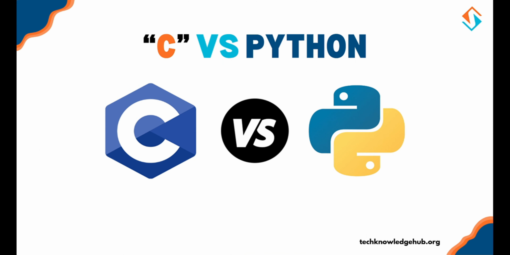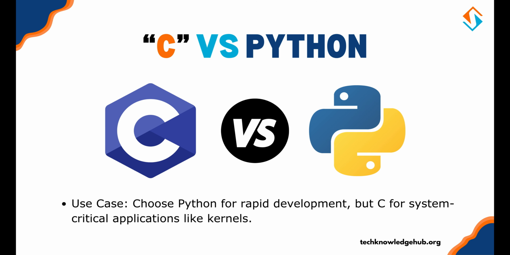C versus Python. Python is high-level and easy to learn, but it sacrifices performance. C, on the other hand, gives you unmatched speed and control over system resources. Use case. Choose Python for rapid development, but C for system-critical applications like kernels.